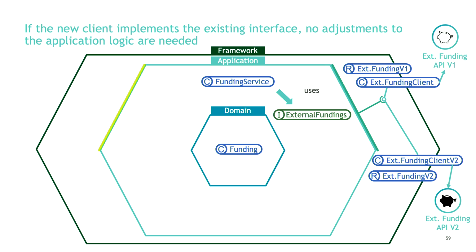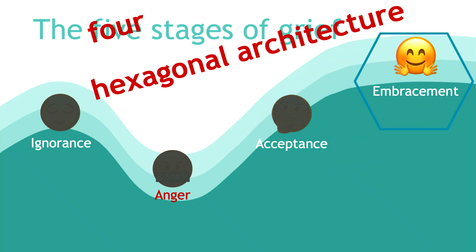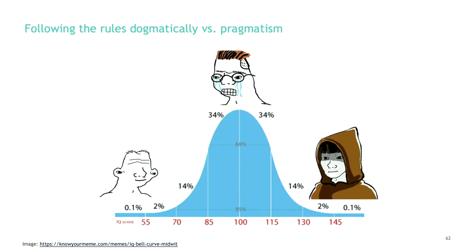OK, so these were my 2 examples. I hope that there is now some acceptance there. So now I can hopefully transition you to embracement. And this is just where you need to build your opinion on how you want to go about this stuff.